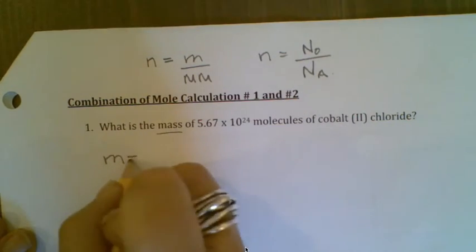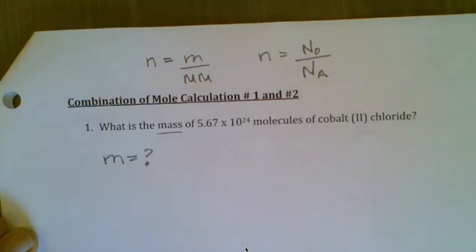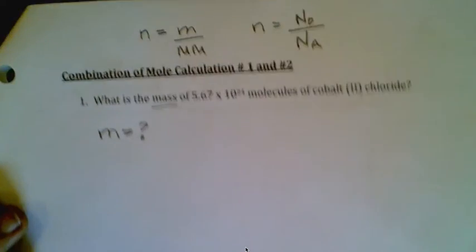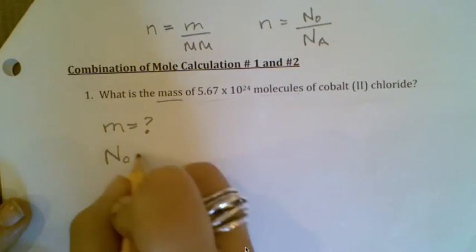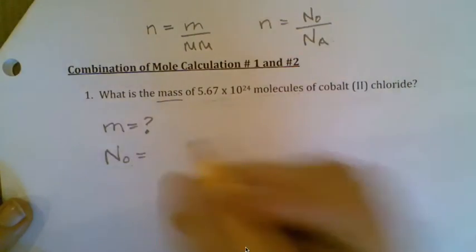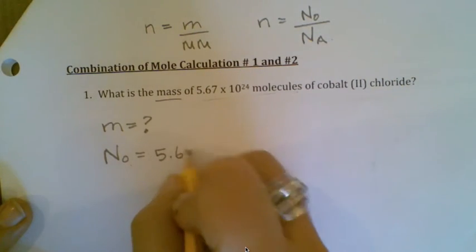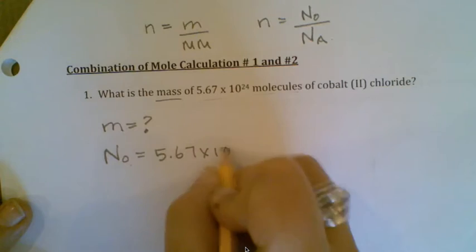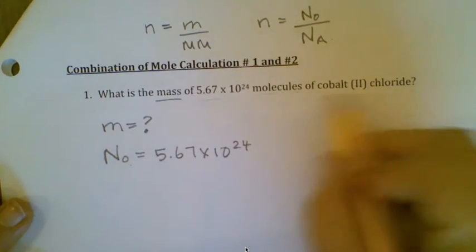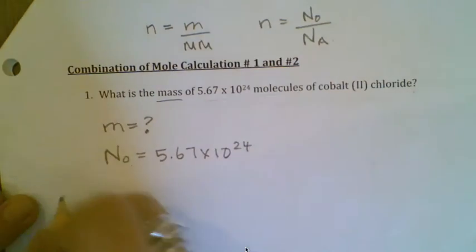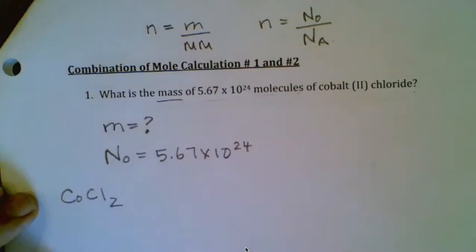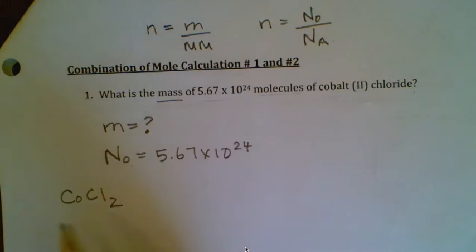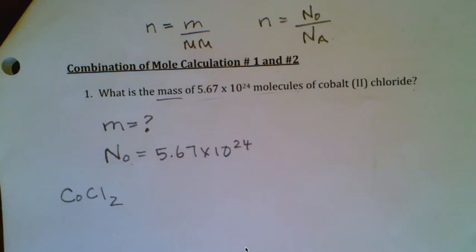So it's asking me for mass, so that's letter M. That is my question mark. They give me number of molecules, so that's N, number of something: 5.67 times 10 to the 24. Cobalt-2 chloride is CoCl2. Now I would need to use my periodic table to determine the molar mass of cobalt-2 chloride.